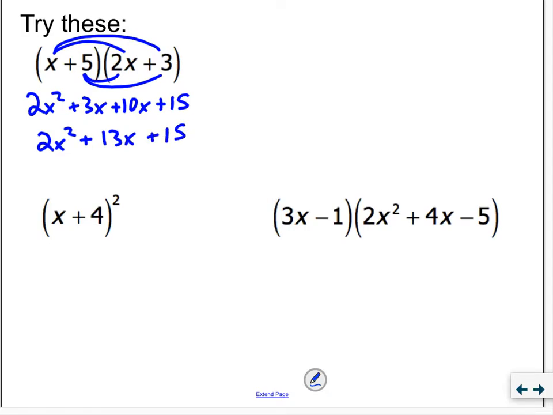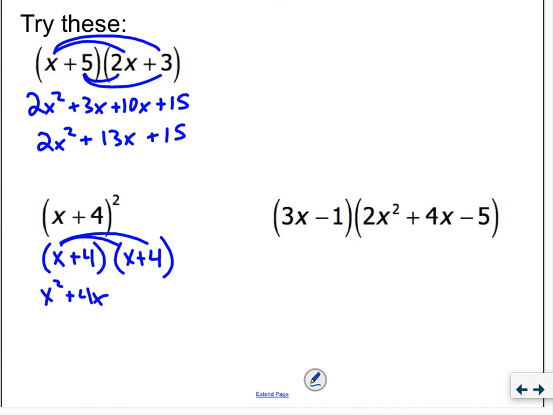Beautiful. Hey, check out the one on the bottom here now. X plus 4 squared, meaning that we're squaring x plus 4. We're multiplying it by itself. So I'm going to write 2 of them down. Now it looks like the previous problems. We start distributing. X times x is x squared. X times 4 is a positive 4x. So that's multiplying these two terms here.